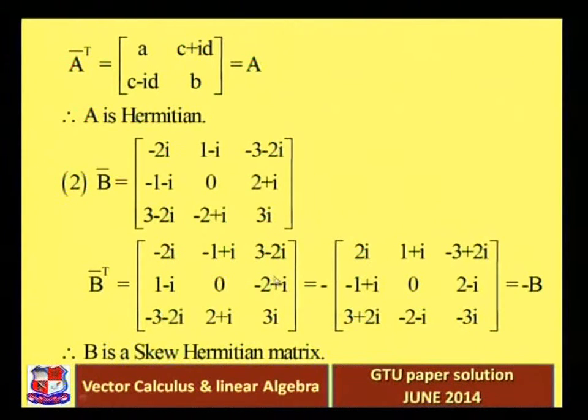3i. So that is equal to minus, taking minus common from the matrix, we get 2i, 1 plus i, minus 3 plus 2i; minus 1 plus i, 0, 2 minus i; 3 plus 2i, minus 2 minus i, minus 3i. That is equal to minus B. So this B is a skew Hermitian matrix, because we proved that the transpose of the conjugate of B is exactly minus B. You can see from this step, so that's why B is a skew Hermitian matrix. Okay.